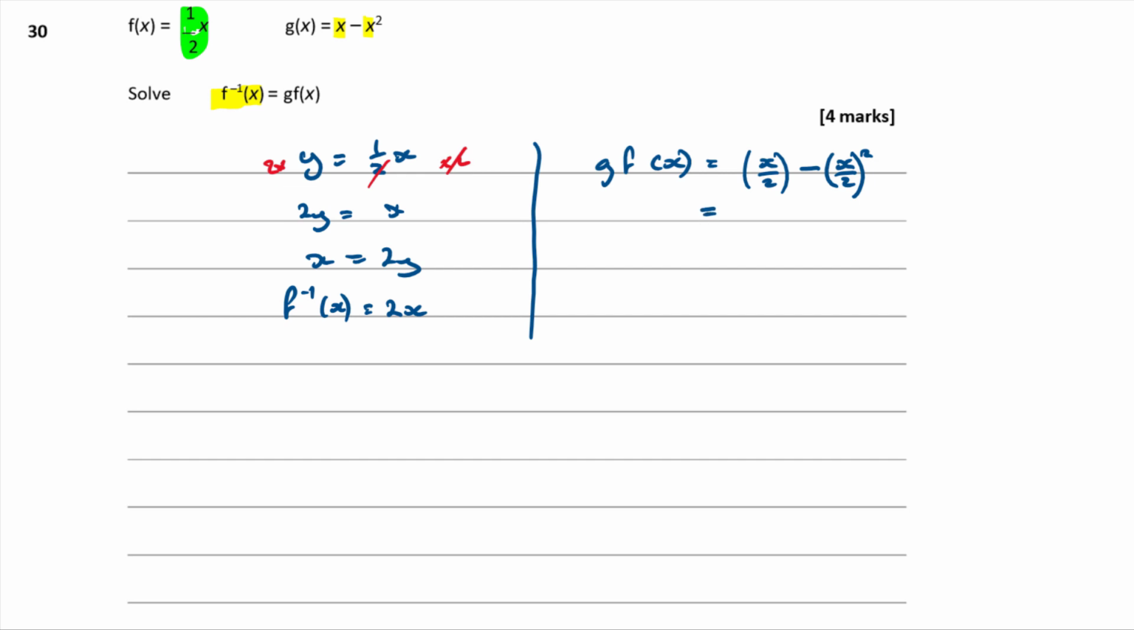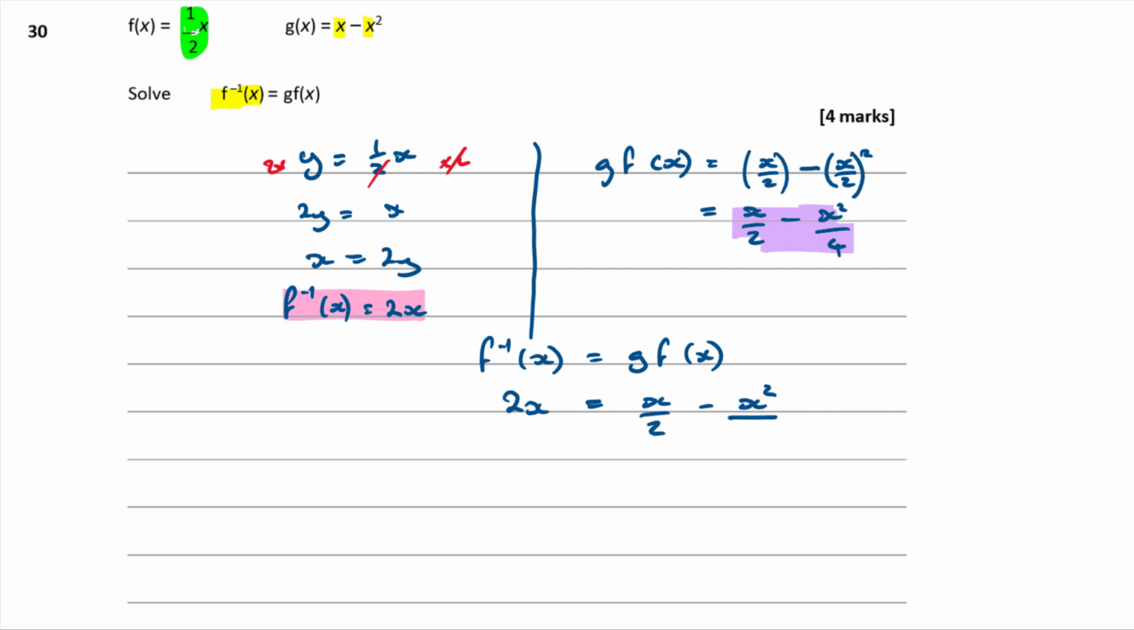Okay, then I need to simplify this. So the first thing is just x over 2 minus x squared over 4. Okay, so that's my expression for g of f of x, and I've already got my expression for the inverse function, f to the minus 1 of x. So if I'm saying that f to the minus 1 of x is equal to g of f of x, then what I'm saying is that this thing here is equal to this thing here, isn't it? So I'm going to equate them basically. So I'm going to say that 2x is equal to x over 2 minus x squared over 4.